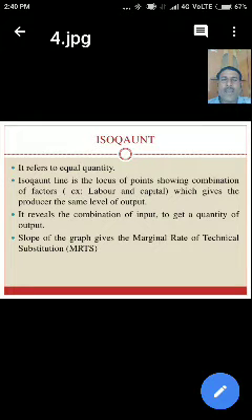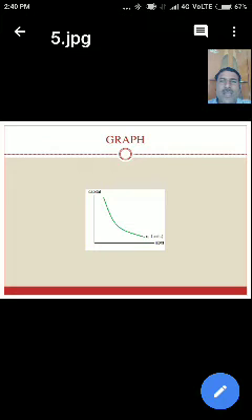Writing here: slope of the graph, the marginal rate of technical substitution. This is the graph, with the x-axis and y-axis. In the x-axis you have to take labor, in the y-axis capital. Isoquants go left to right. The green line is the isoquant, downward sloping and convex to the origin. The marginal rate of technical substitution will be gradually declining here. That is called the slope of the isoquant.